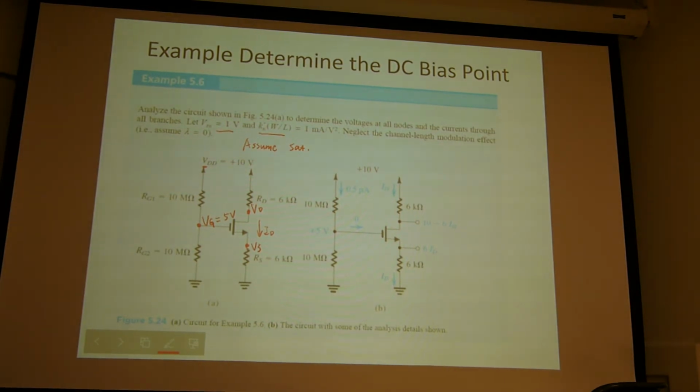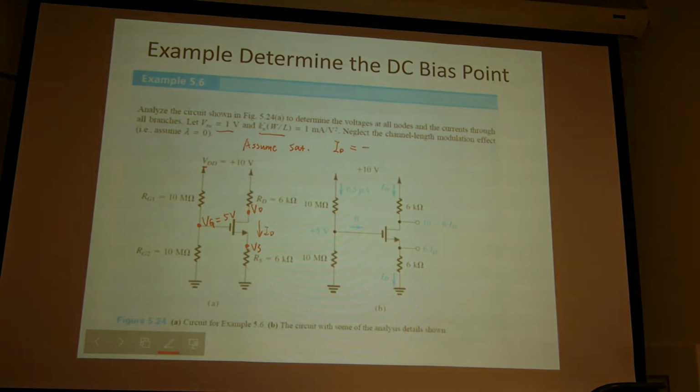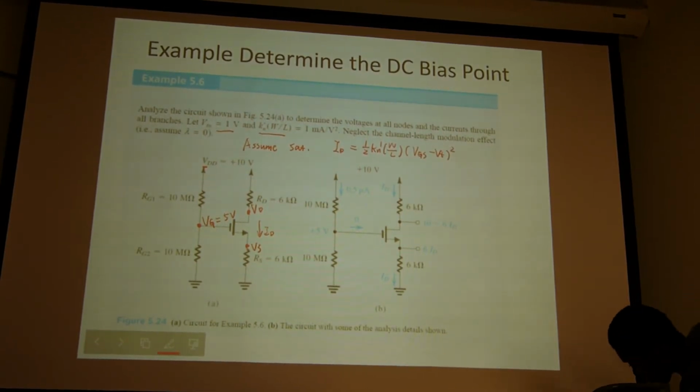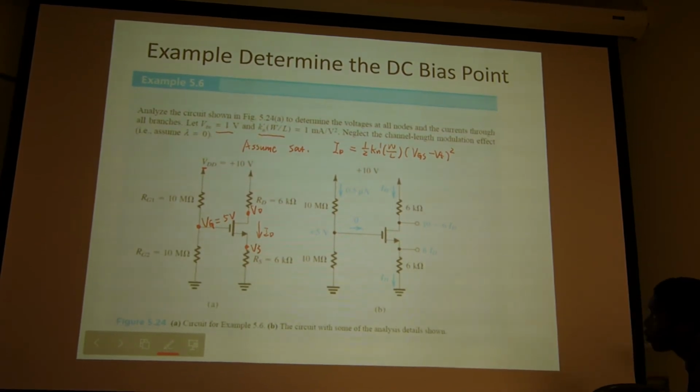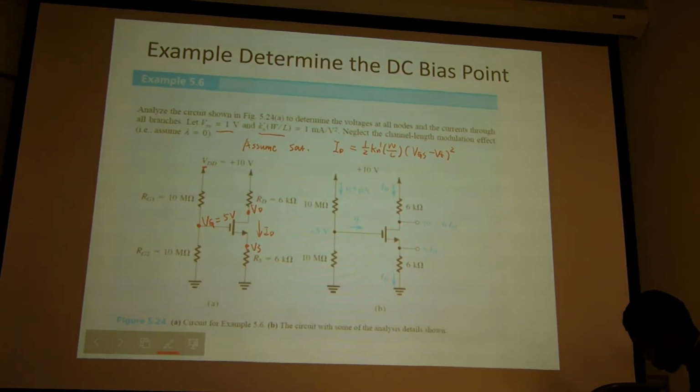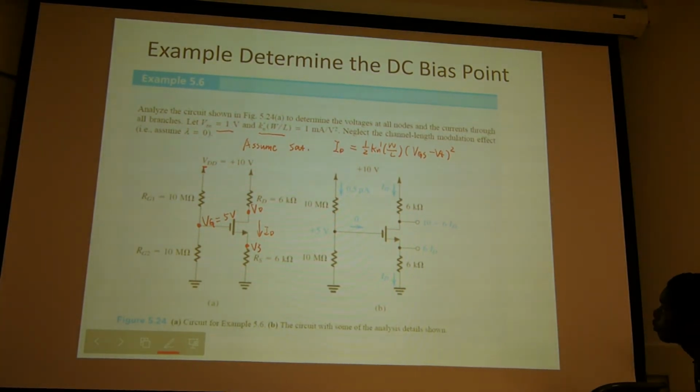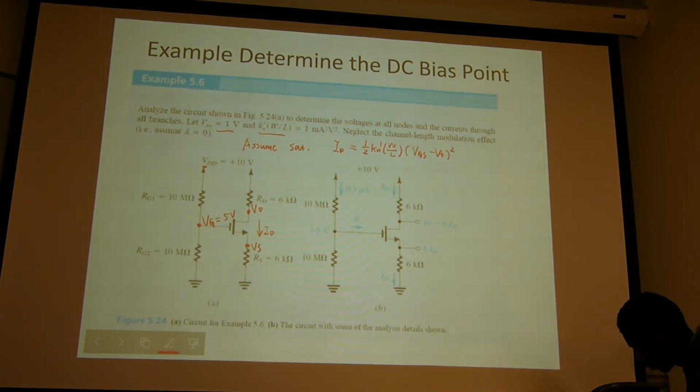If the transistor is in saturation, you can apply the saturation current equation, with VGS minus VT squared. But the challenge is that we don't know VGS. So we have to look at this circuit. What is VGS? We need to know what is VS here.